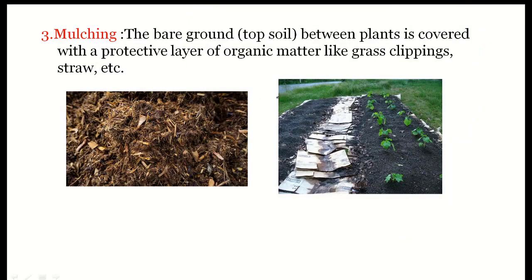Next is mulching. What is mulching? When plants are sown, the top layer of the soil is covered by organic materials like grass clippings or straw. Like this, these are covered in the top layer. It reduces soil erosion when it is watered. This process is called mulching and is also one technique in soil conservation.